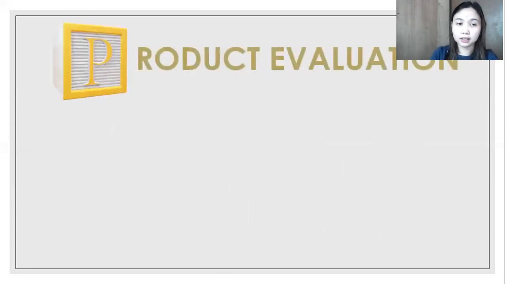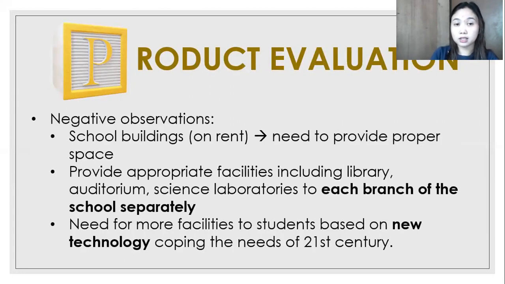Another is that school buildings are on rent, which gives the need to provide the proper space for the students for teaching and learning to happen. There is also a need to provide appropriate facilities, including library, auditorium, science laboratories, to each branch of the school separately. And a need for more facilities to students based on new technology, coping with the needs of the 21st century.